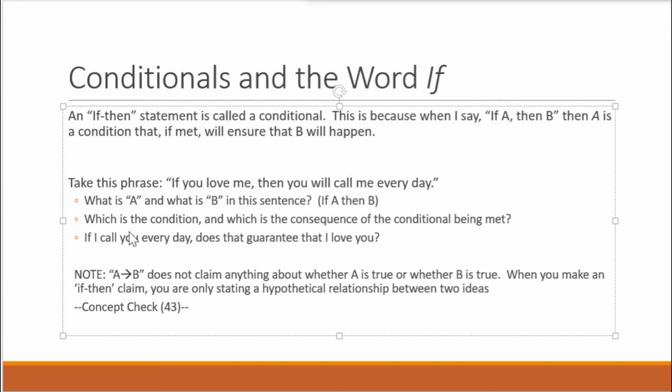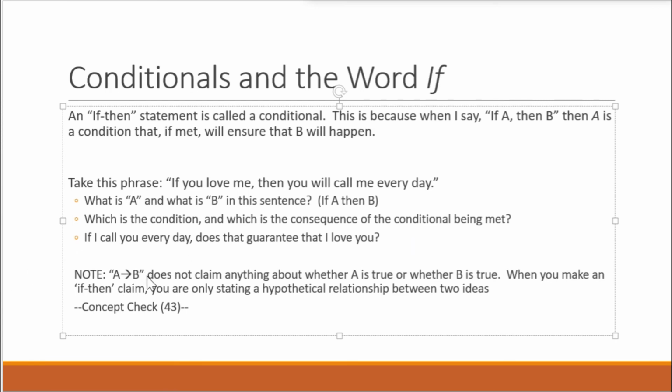So here's my question. Suppose I call you every day. Does that guarantee that I love you? No, it doesn't. So this is a conditional statement. A is the condition for B, but that does not guarantee that B is a condition for A. After all, I could be calling you every day and still not be loving you at all. I could be lying about that, right? Yeah, so that was a little sad.